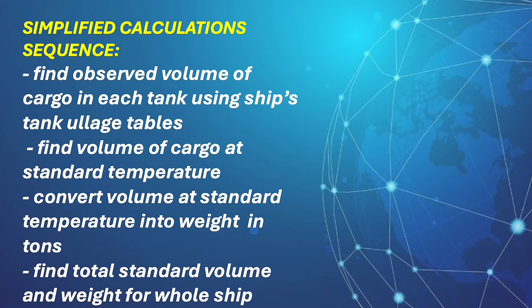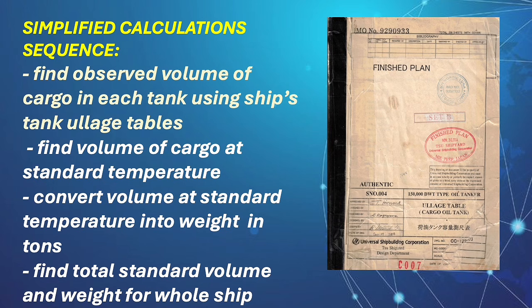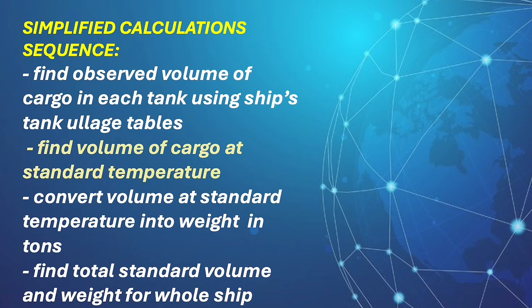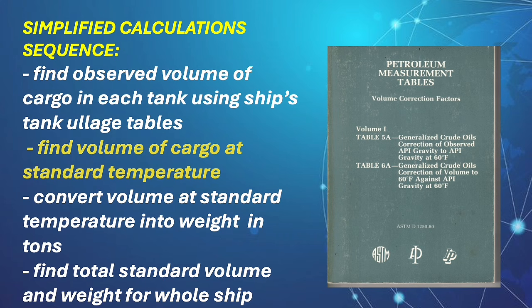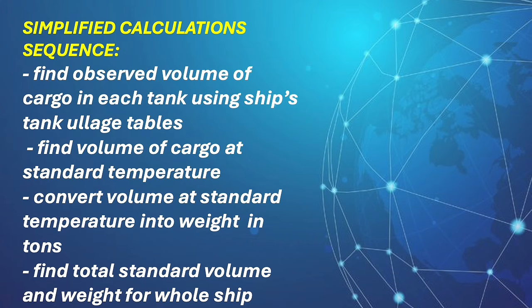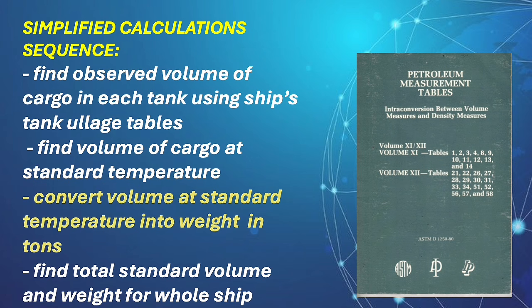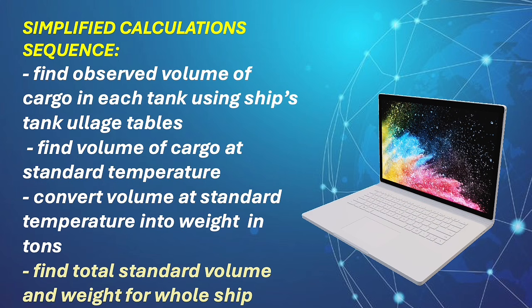Simplified calculation sequence. Find the observed volume of cargo in each tank using the ship's tank ullage tables. Find the volume of cargo at standard temperature. Convert volume at standard temperature into weight in tons. Find total standard volume and weight for the whole ship.